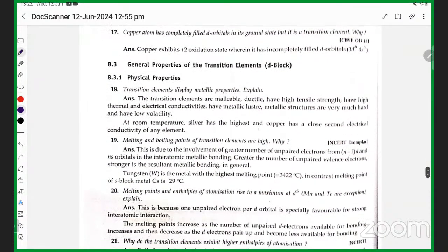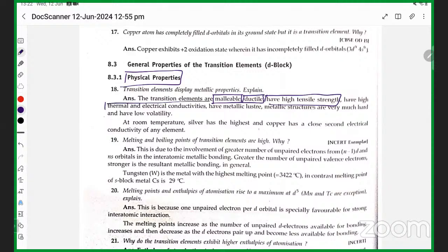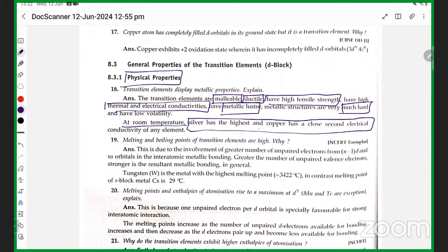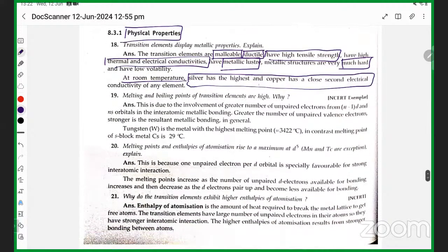Okay, next one, physical properties. They are malleable, ductile, with high tensile strength, thermal and electrical conductivity, and metallic luster. They are hard. At room temperature, silver has the highest electrical conductivity and copper is a close second. The melting and boiling points of transition elements are high.